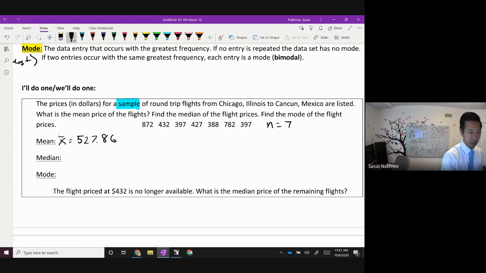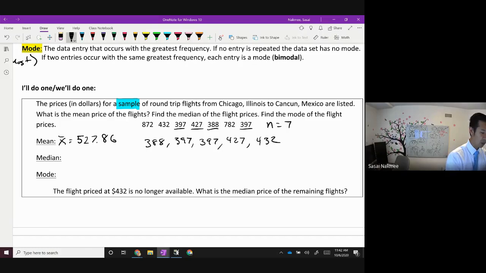So right here, the smallest price I see, if I put this in order, would be 388, right? That's that one right there. And then the next one after that is going to be 397. That's that one right there, and it's actually listed twice at 397. And then 427 is that one, 432 is that one, 782 is that price, and the last one is 872.